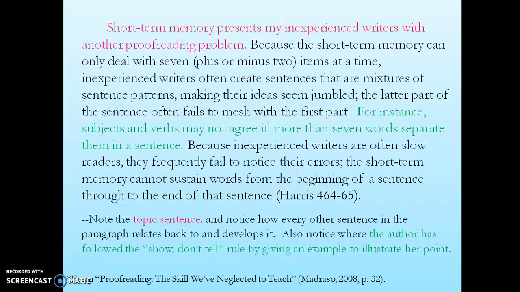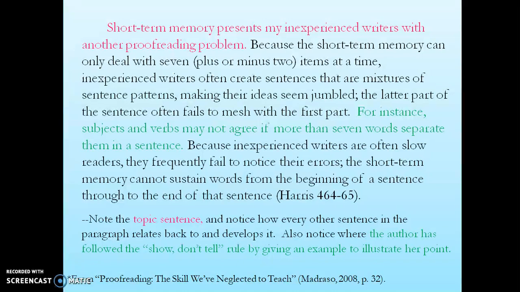So note our topic sentence in pink. Short-term memory presents inexperienced writers with a proofreading problem. And then every other sentence in that paragraph relates back to that topic sentence and develops it. We have development, we have examples, and the green sentence that I've highlighted illustrates another important piece of advice about good writing, which is to follow the show don't tell rule, meaning examples are more powerful than explanations. So here, where she's talking about short-term memory causing problems with writing, she gives us an example of one of those problems, which is subject-verb agreement.